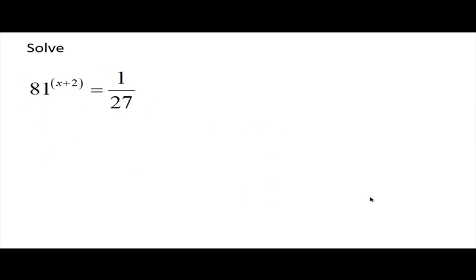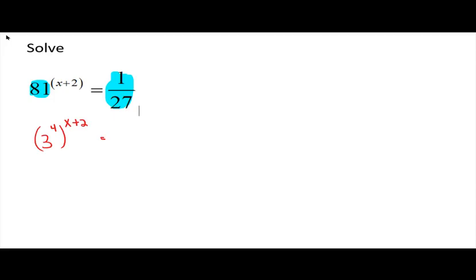Okay, let's take a look at the next example. In this example, we have 81 to the x plus 2 power is equal to 1 over 27. Remember, anytime we have an exponential equation, we want to think, is there any way for us to get the same base here? Is there any number we can use so that we'd be able to get the same base? In this situation, yes, I can get the same base. I'm going to change this 81 to 3 to the fourth power. The x plus 2 is still on the outside right here.